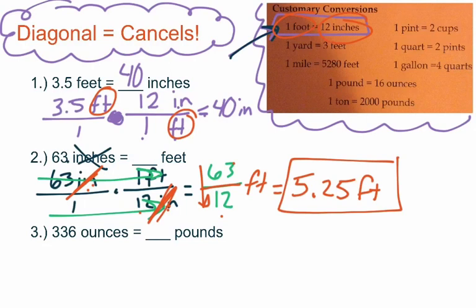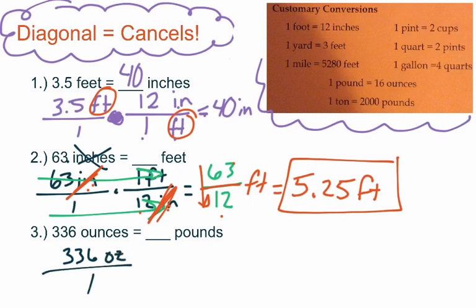Next question. This time we have different labels. We have 336 ounces equals how many pounds? So we're going to start off 336, and put OZ for ounces, over 1. Put multiply, multiplied by our next conversion.